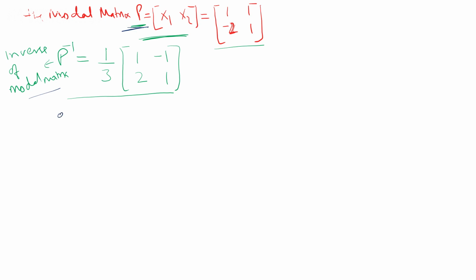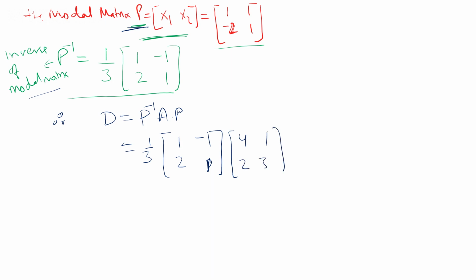Now we have found the model matrix and the inverse of the model matrix. Now the diagonalization is what? D is equal to P inverse, the original matrix, into P. So we write 1 by 3, 1, 2, minus 1, 1. Then we write the matrix 4, 2, 1, 3, and the model matrix 1, minus 2, 1, 1. Now you just multiply these matrices. First we multiply these two.